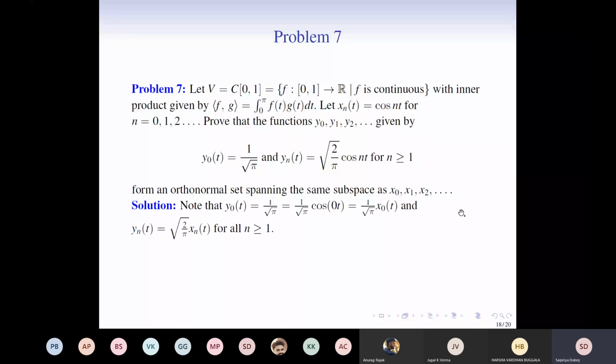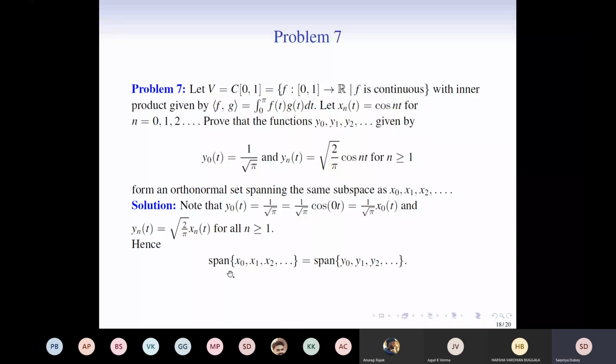So first we note that y0(t) is exactly equal to 1 by root pi times x0. It is just by mere calculation. cos 0 is 1, so we get this. And yn(t) is exactly equal to square root of 2 by pi times xn(t) for all n greater than or equal to 1. Therefore, the spans of these two will exactly be the same.